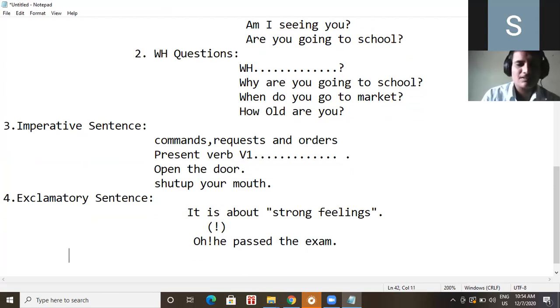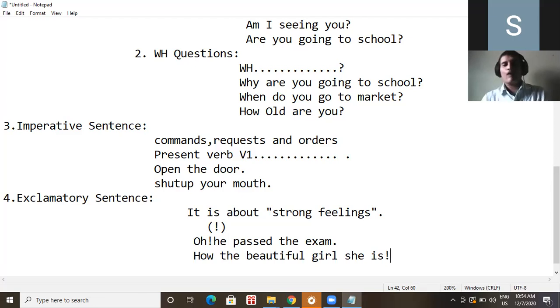Oh, he passed the exam! And the second one is: How beautiful the girl is! At last, the exclamation mark. You have to observe the exclamation mark in an exclamatory sentence. Oh, he passed the exam! The exclamatory mark is there. How beautiful the girl is! These are two examples with exclamation marks.